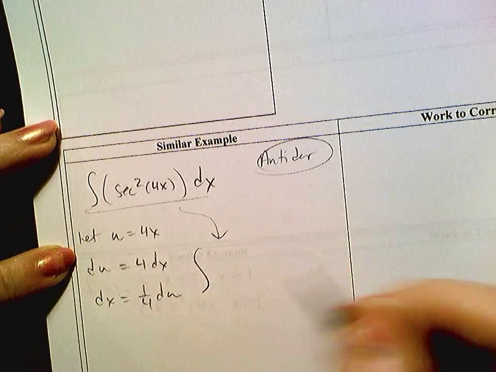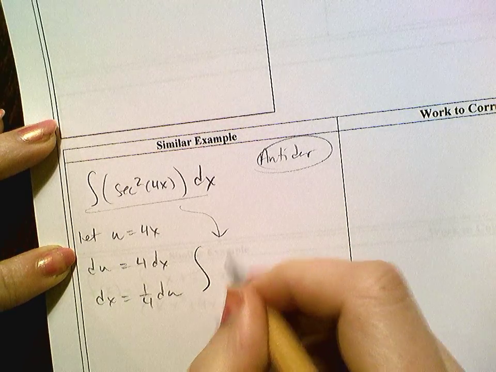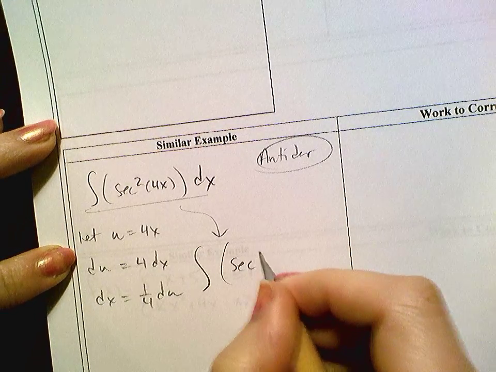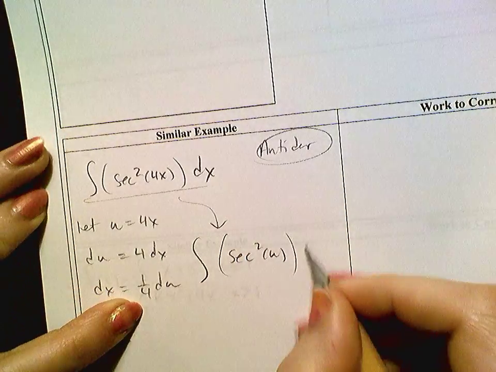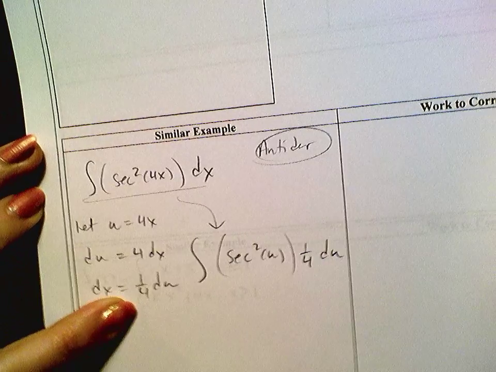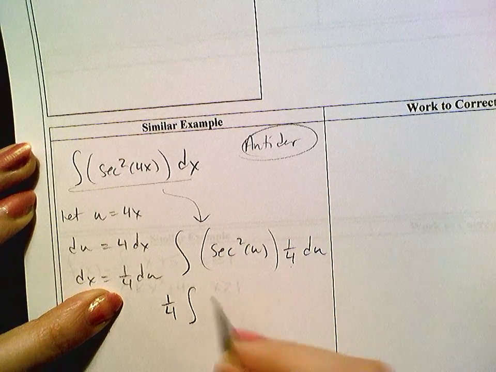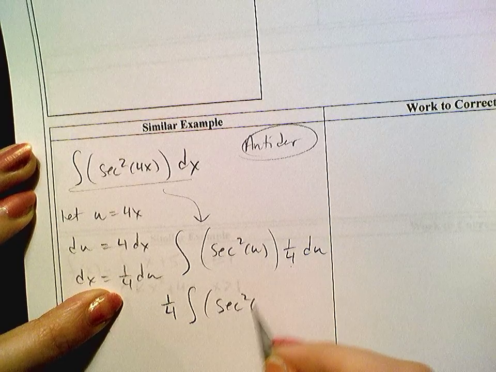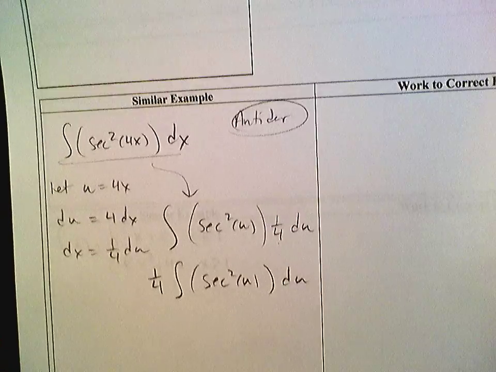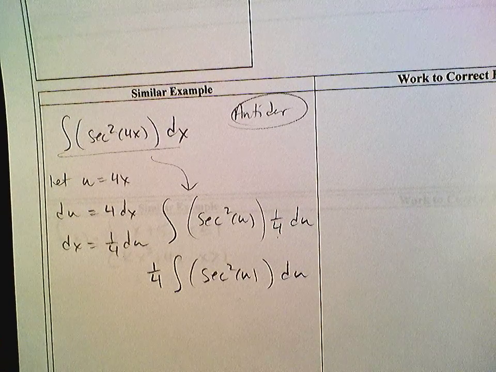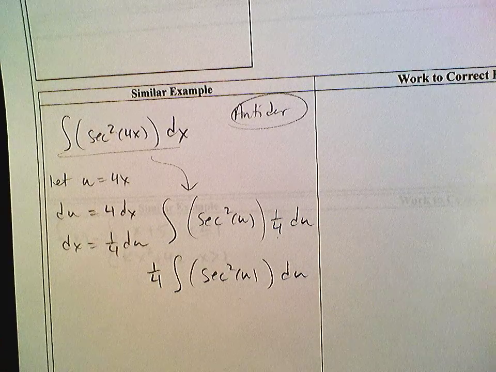So I have the integral, and then this is going to be secant squared of u, and then in for the dx I'm putting a fourth du. Now if you have a constant multiple, I would bring it out front. I think that will make things easier. Okay, now we have not taken the antiderivative yet. We still have to do that. Now we've just used u substitution to rewrite it as something that's easy to take the antiderivative of.